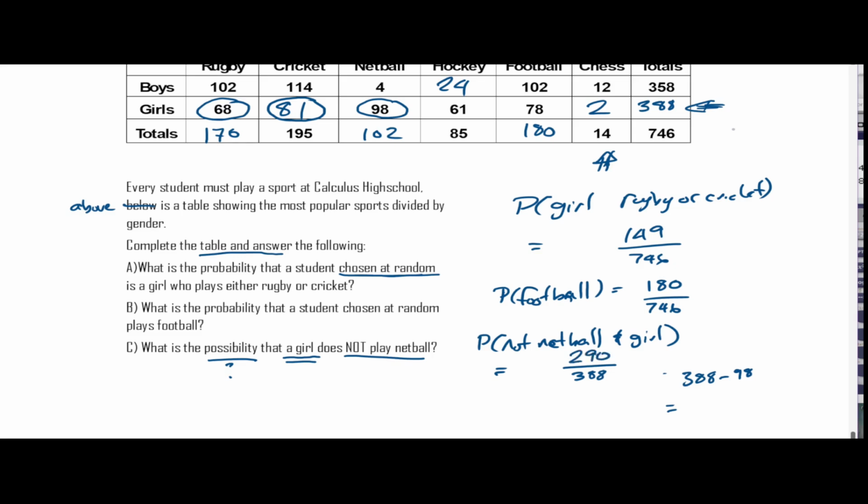And that's our answer. Notice here that the girls have a lot more common sense than the boys. They don't play chess, apart from these two insane, crazy girls. And the world is right. This is pretty accurate. Most boys will not play netball. Most girls will not play chess.